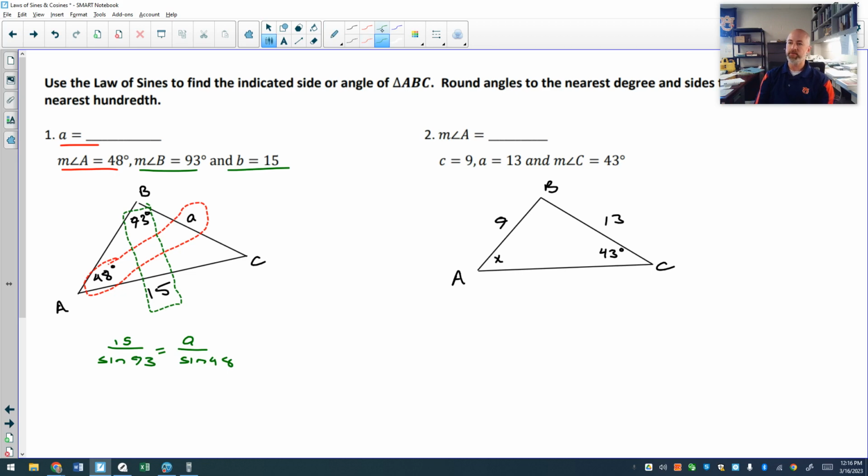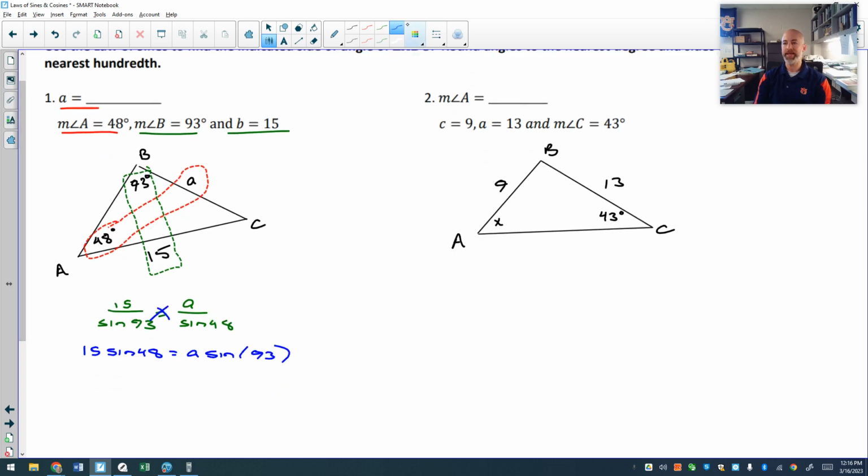And in the law of sines, it's not always necessary, but it may be easier just to cross multiply from the beginning. So I will have 15 times the sine of 48 is equal to A times the sine of 93. And then if I'm trying to solve for A, I could divide both sides by the sine of 93, and that will give me whatever A is equal to.